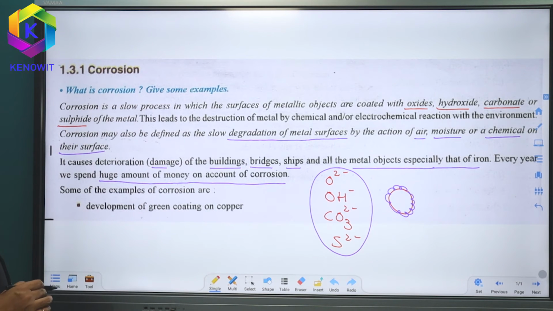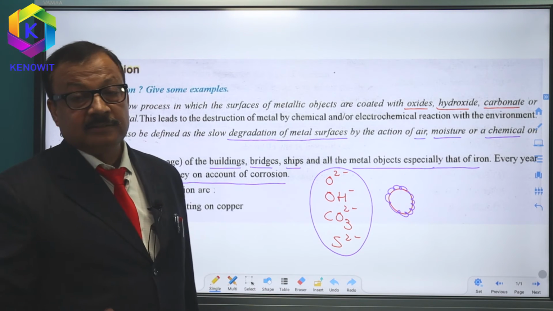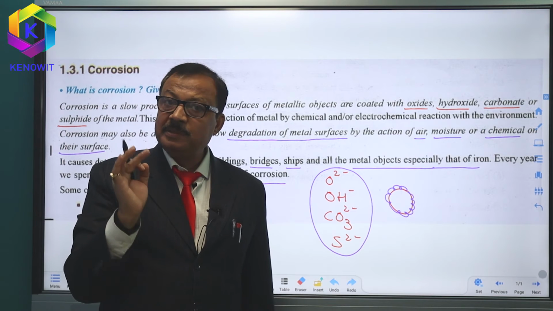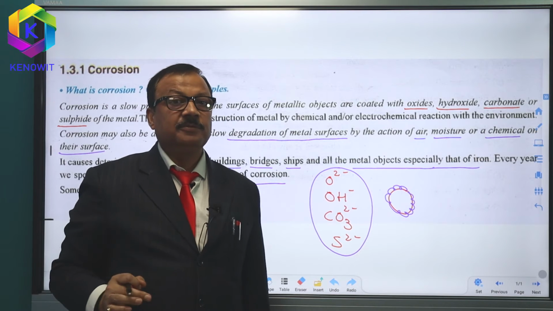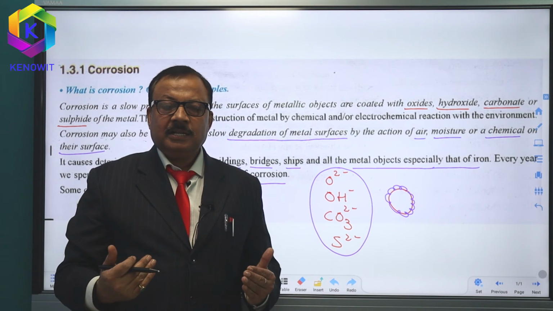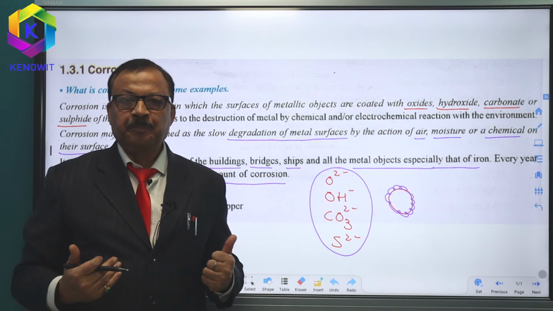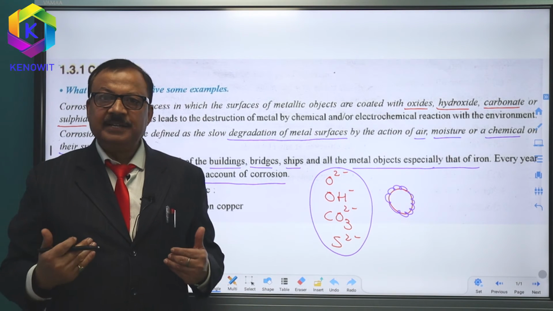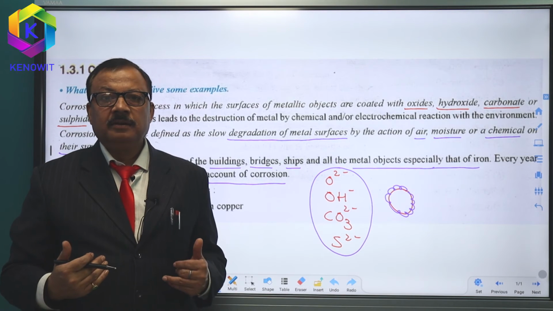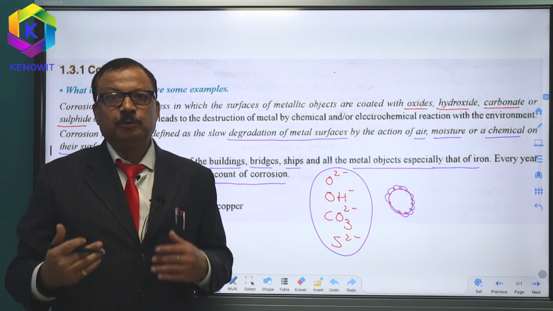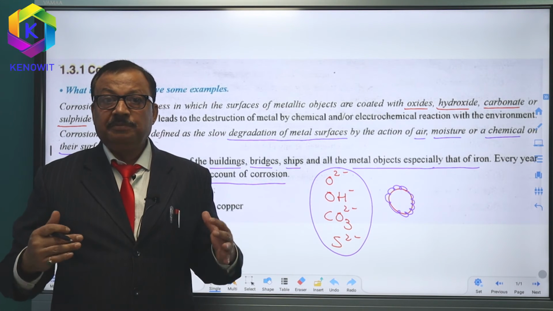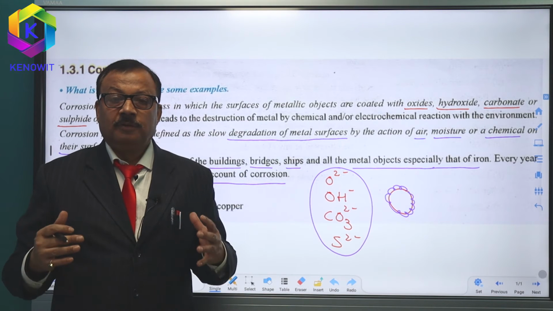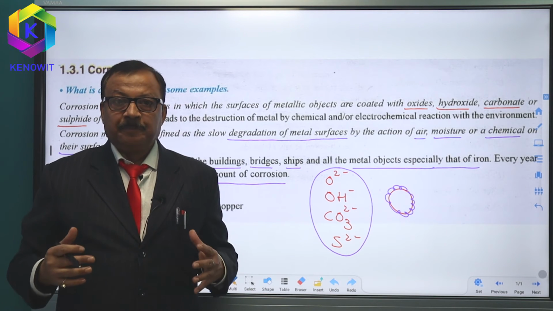Some examples of corrosion: how the coatings are created and what type of chemical reactions are involved. The term corrosion is especially used for iron. In the case of iron, corrosion is termed rusting. But basically it is a process of slow oxidation in which the metal forms oxide, sulfide, hydroxide and carbonate layers, and slowly loses its tensile strength. So this is a huge loss to our economy.